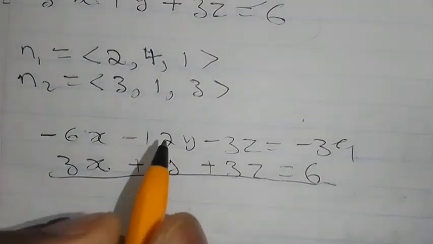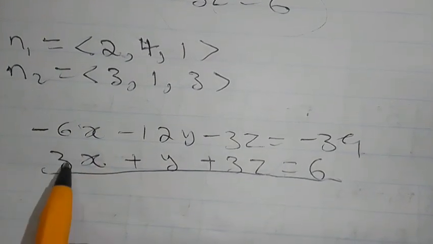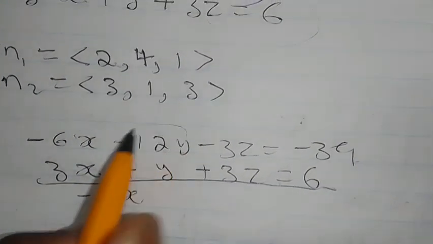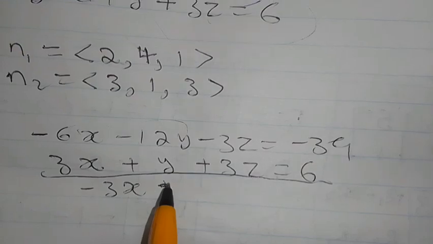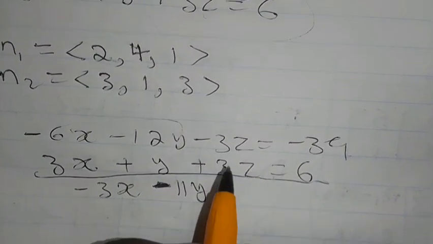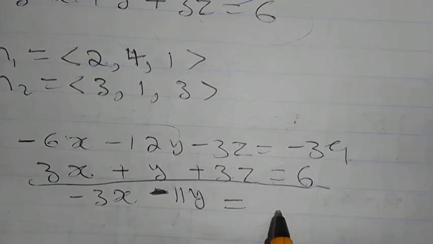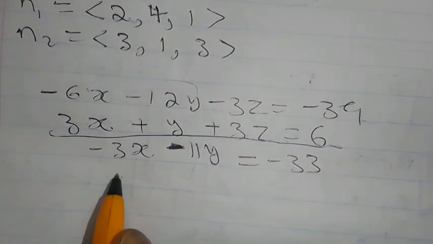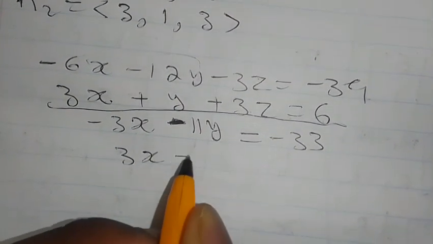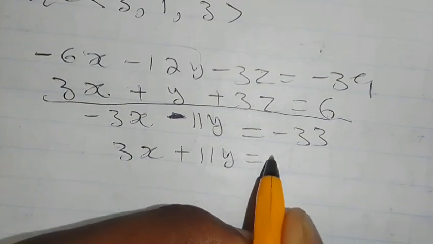Then you just add the two. -6x + 3x gives -3x. -12y + y gives -11y. And the z terms cancel out. Then -39 + 6 gives us -33. You can remove the negative from there, and you get 3x + 11y = 33.